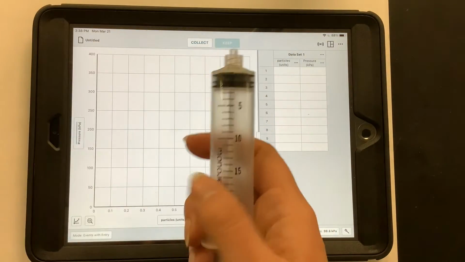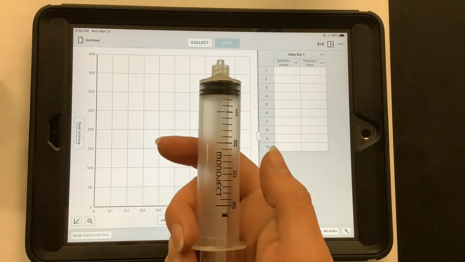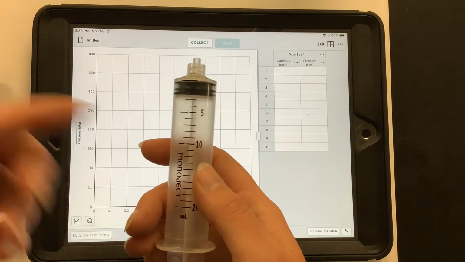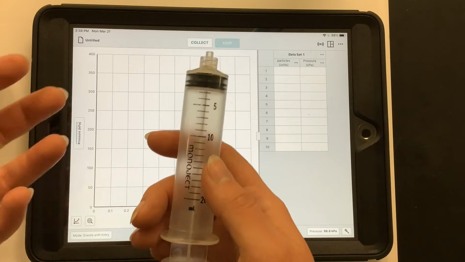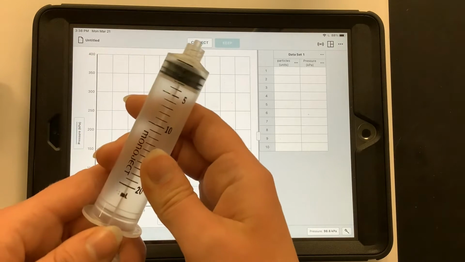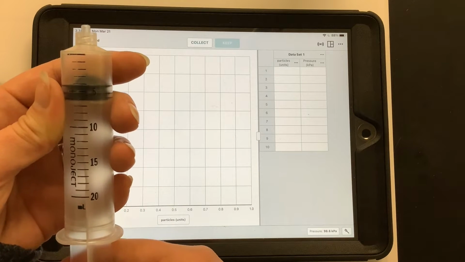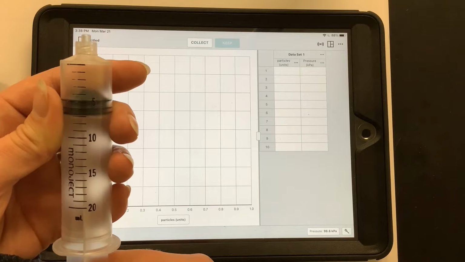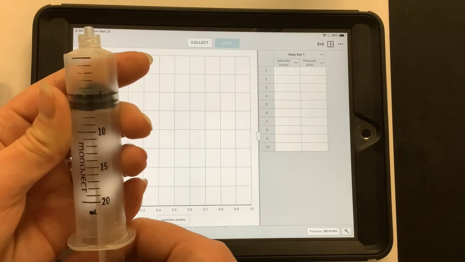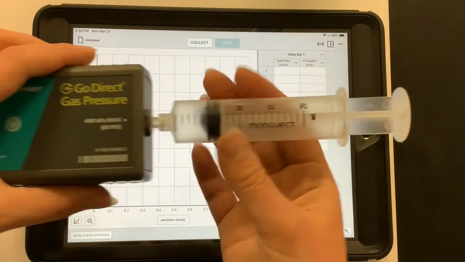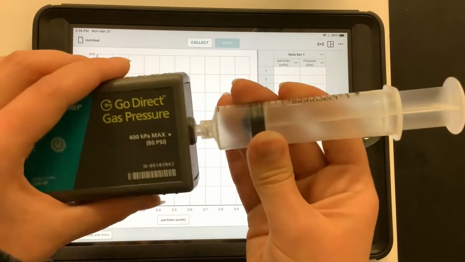So the first thing we want to do, this is going to be kind of the opposite of the volume experiment. So we want to change the number of particles in the syringe, but keep the volume the same. So I'm going to make my first volume something like 5. So I'll put my plunger at 5, then connect it to the pressure sensor.